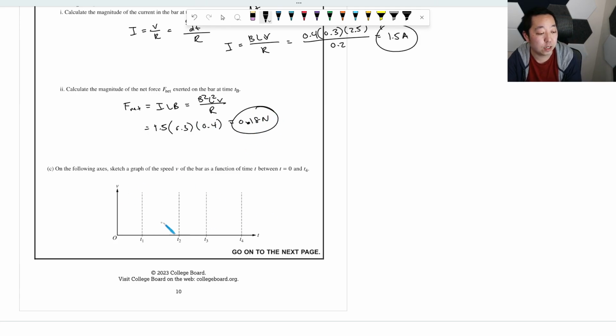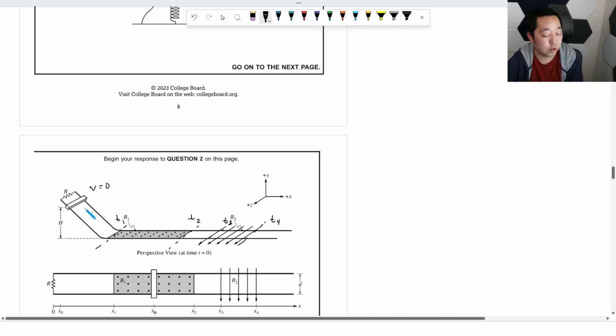Sketch a graph of the velocity as a function of time. So as a function of time, there's a constant acceleration when it's going down the ramp, so you should expect it to speed up while it's doing that. During this region it's going to have constant acceleration. It's just an inclined plane, it's coming down.